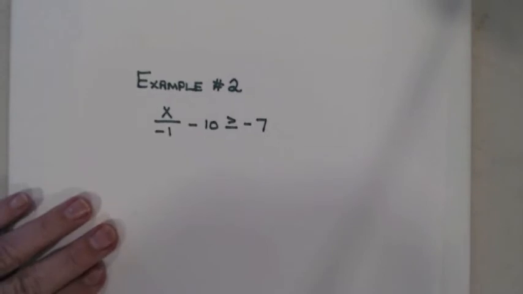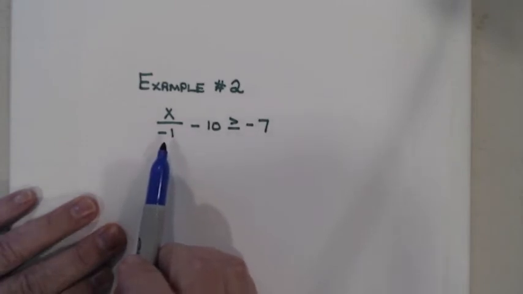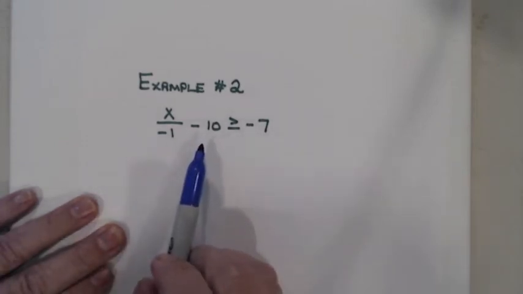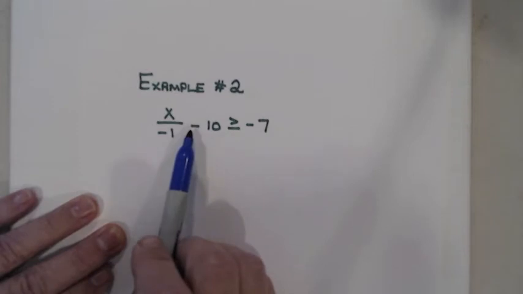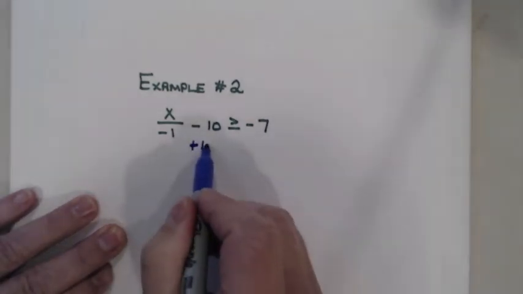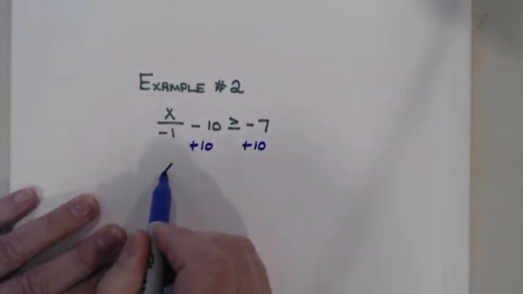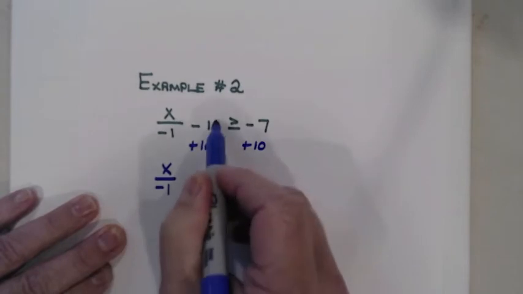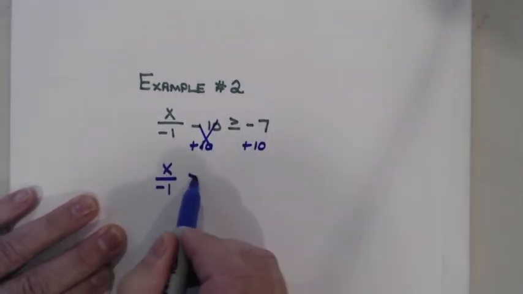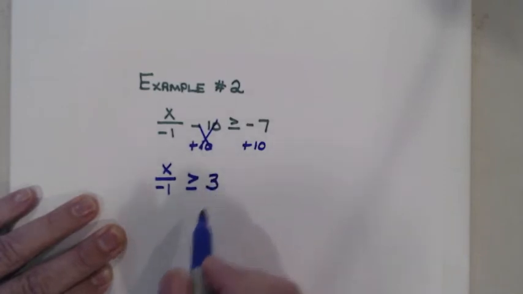Let's look at example number 2. I'm going to solve and graph this. Just like a normal two-step equation, I would add or subtract first, then multiply or divide. So I need to get rid of this negative 10. The opposite of negative 10 is positive 10. I'm going to add 10 to both sides. I'm going to bring this down. That cancels out. Bring down my inequality symbol. Negative 7 plus 10, positive 3.